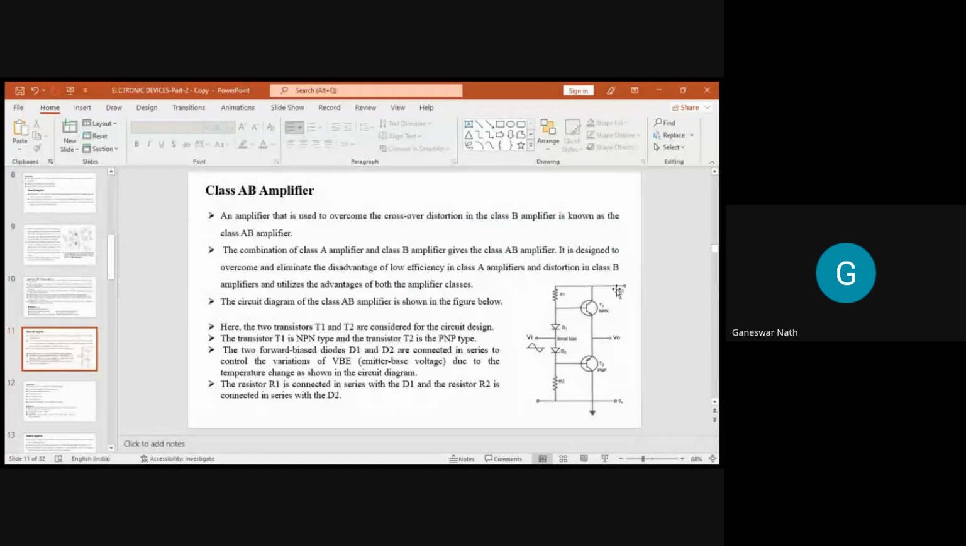Now, the two transistors T1 and T2 are considered for the circuit design. Transistor T1 is NPN type, and transistor T2 is PNP type. These two forward biased diodes D1 and D2 are connected in series to control the variation of VBE, that is, the emitter to base voltage.